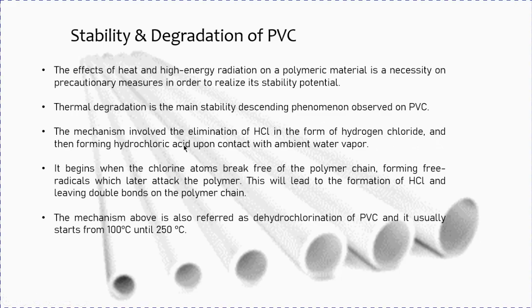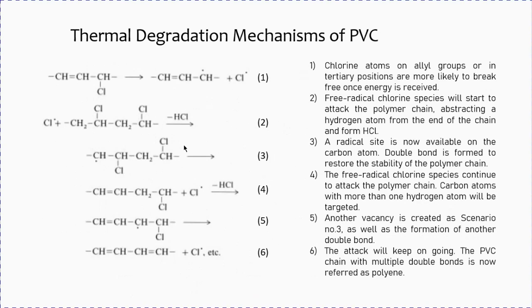It begins when chloride atom breaks free from its polymer chain, forming free radicals which later attack the polymer. This will lead to the formation of HCl and leaving double bonds on the polymer chain. This mechanism is often referred to as dehydrochlorination of PVC, and it usually starts from 100 to 250 degrees Celsius.